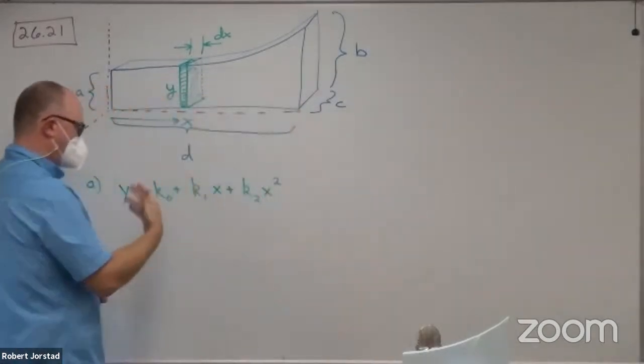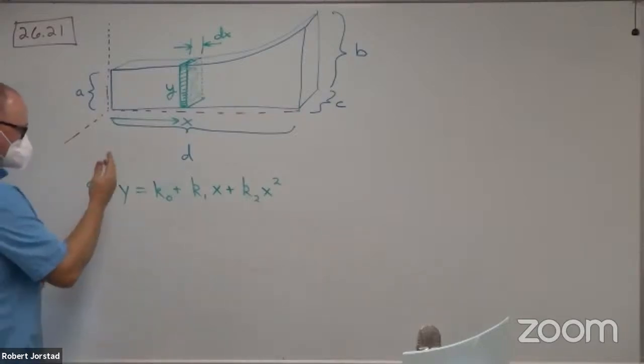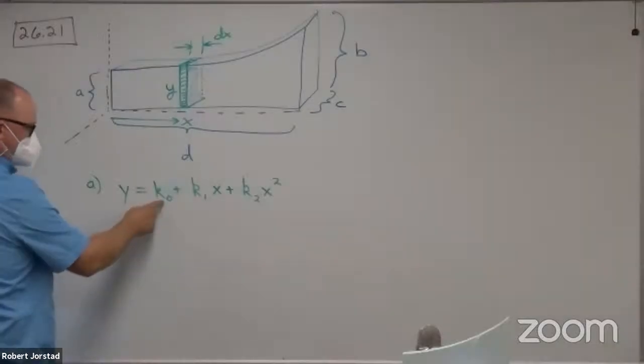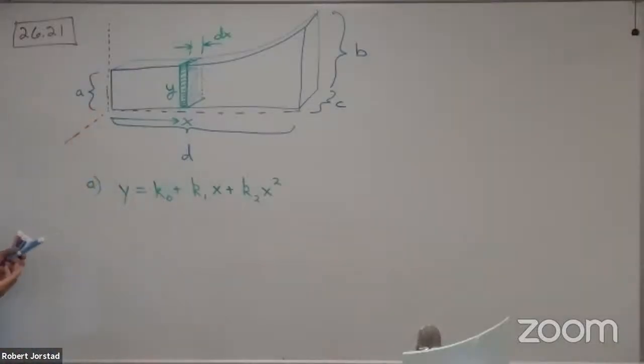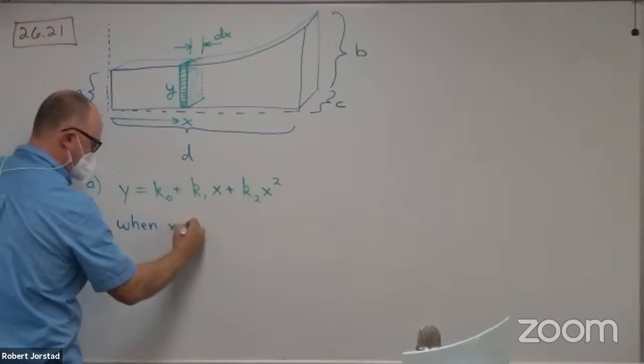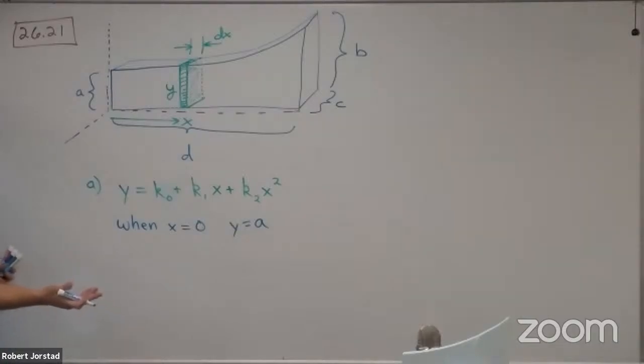Now, how can I figure out these constants? Any ideas? I need to figure out the 3 constants and then I'm golden. What's one thing, any ideas? K naught would be A. You said K naught equals A. How did you know that? Kind of, I'm connecting it to the intercept. So the intercept means when X equals 0, you told me that Y is equal to A. Isn't that what the intercept means?